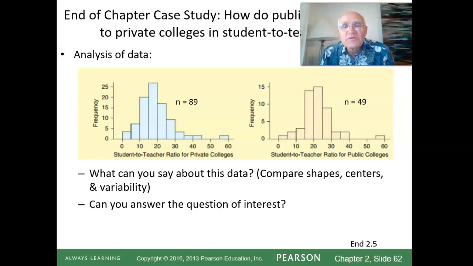There was one private and one public college where the student-to-teacher ratios were 60 to 1 or close to it, 55 to 60, somewhere in that range. So we can start to look at that, but it's not definitive, is kind of how I would summarize this when it asks, can you answer the question of interest? We would probably need a more sophisticated statistical tool to really evaluate whether that difference is real.